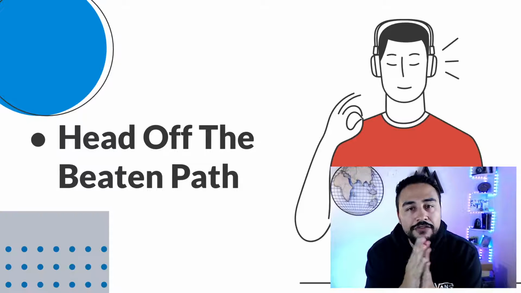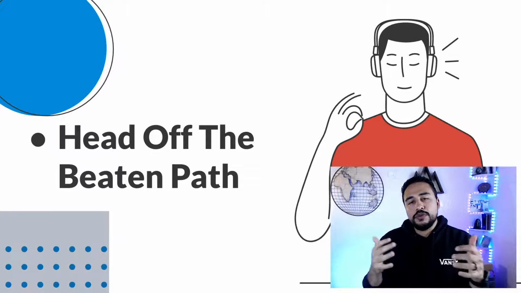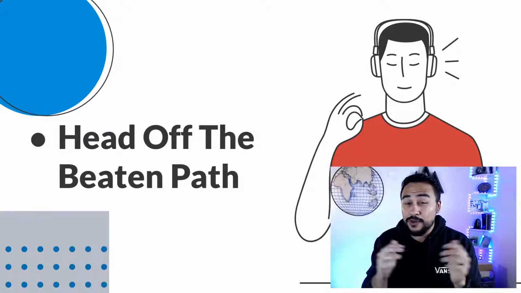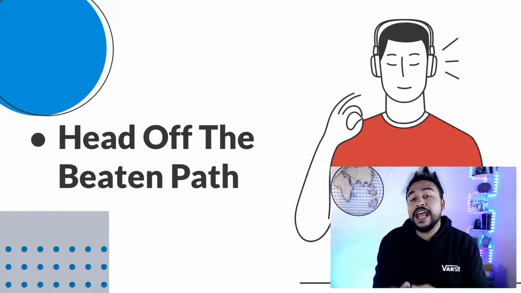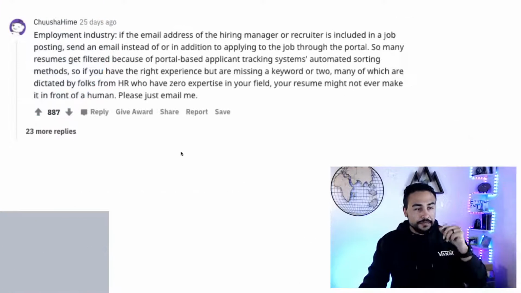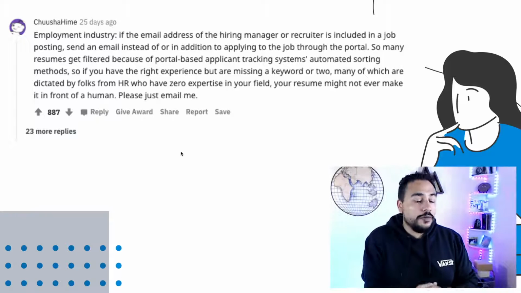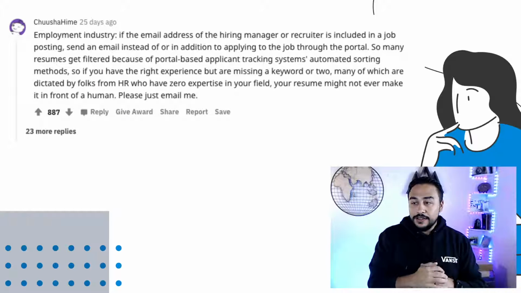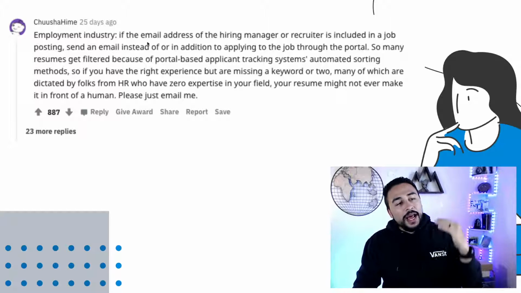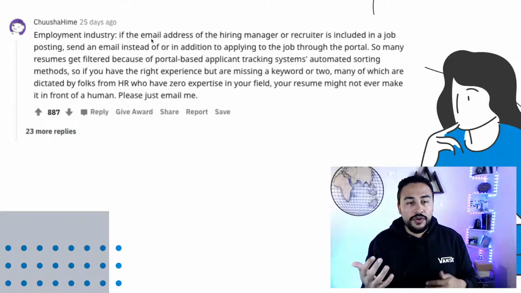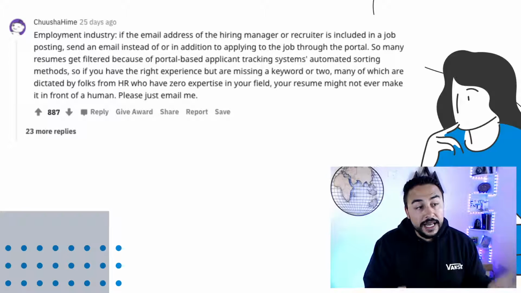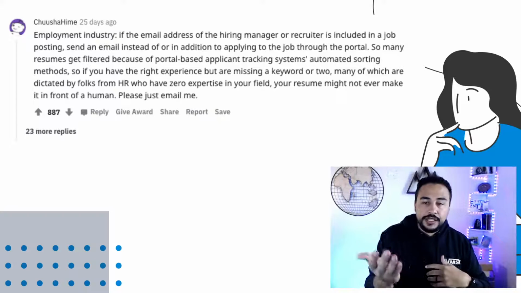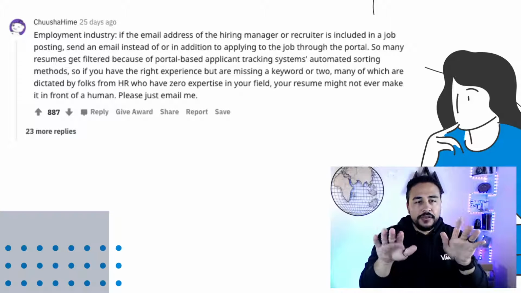When you're a junior dev, I think it's important not to do things just the normal way, the way that everyone else is doing them. Why? Because it gives you a better chance of getting your resume seen by people. All right? I like this. This is from someone in the HR department, the employment industry. If the email address of the hiring manager or recruiter is in a job posting, send an email instead of, or in addition to, applying to the job through the portal. So you send your resume in the regular way.